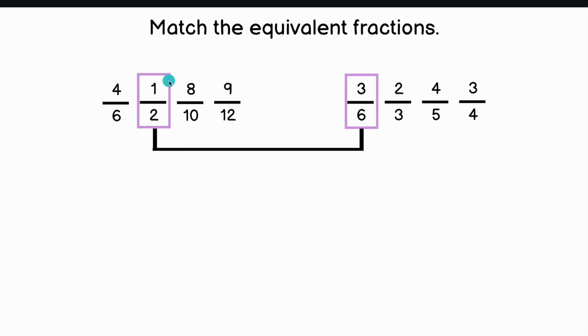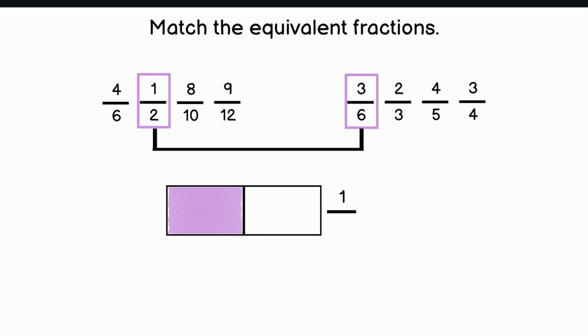Let's make a model of 1/2. We notice the denominator 2, so we need 2 equal parts. 1, 2. Now let's represent a half by shading in 1 out of 2, 1/2. This model represents 1/2. Now let's create a model of 3/6.